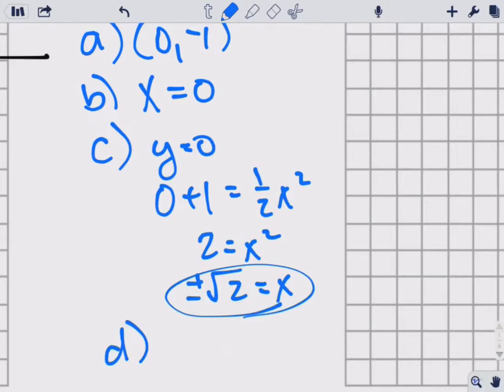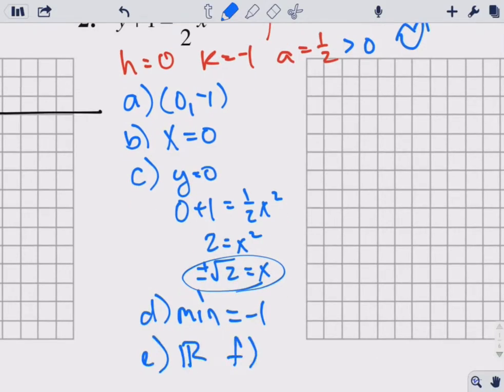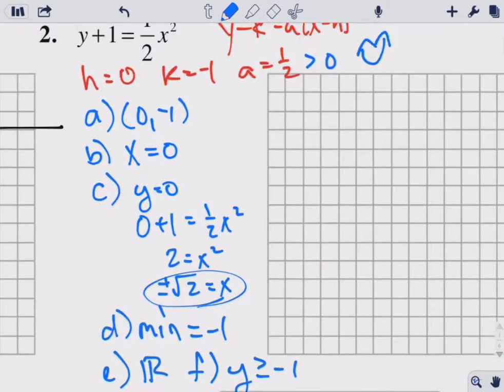Okay, D, find the max or min. Does it open up or down? A is positive, so it opens up. So it has a min at the y coordinate of the vertex, which is negative 1. E is the domain, which is all real numbers. And F is the range, where it opens up, so y is greater than or equal to the y coordinate of the vertex, negative 1.